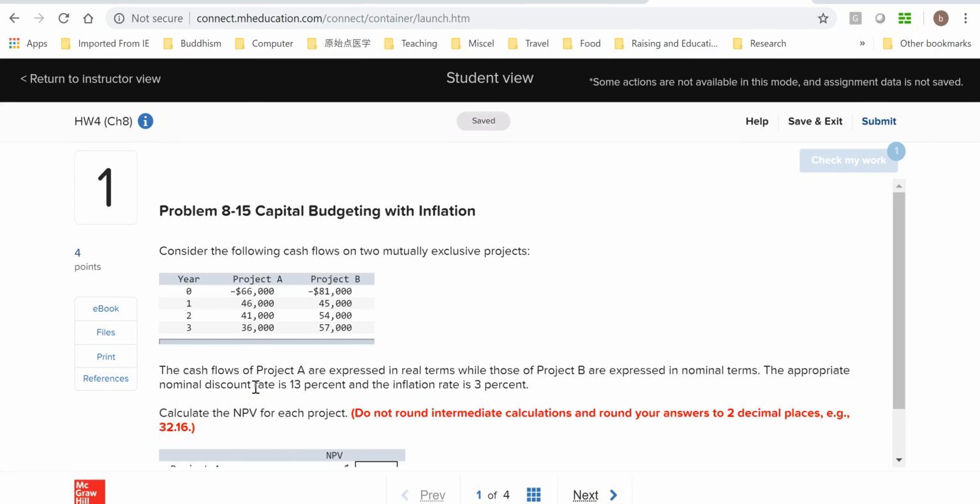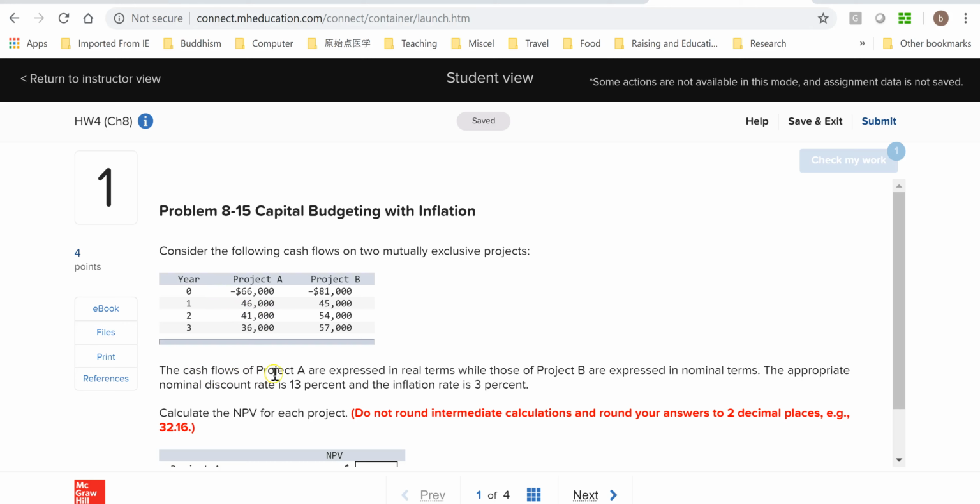This is question number 1 of homework 4 in capital budgeting. Consider the following cash flows on two mutually exclusive projects. So we have project A and project B. We have 3 years for both projects, and for each year we are provided with the cash flows.